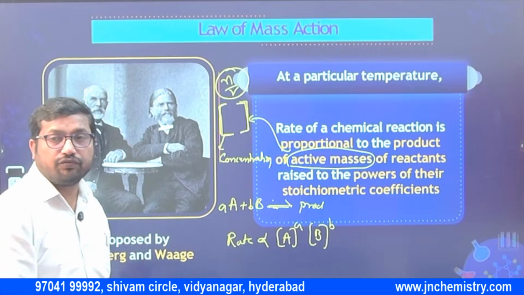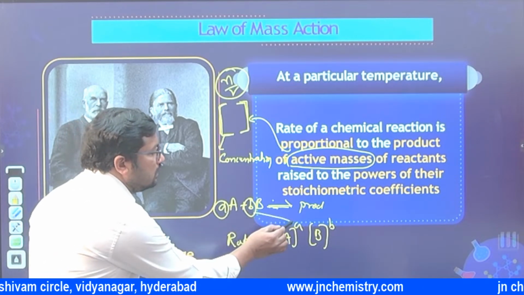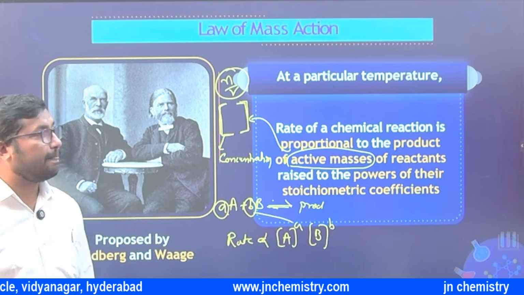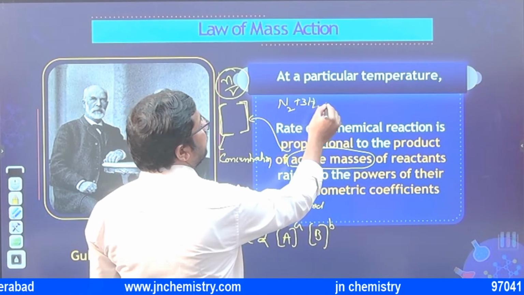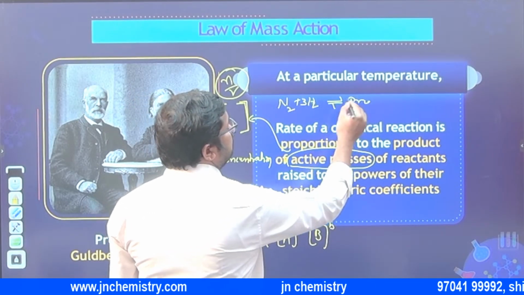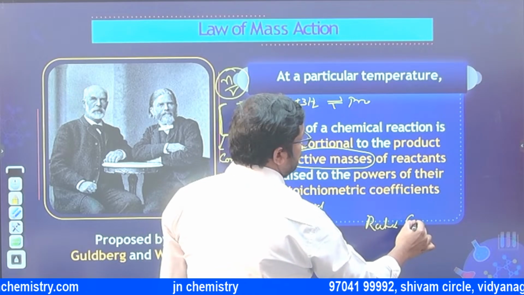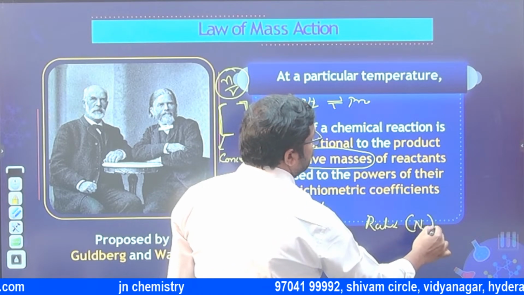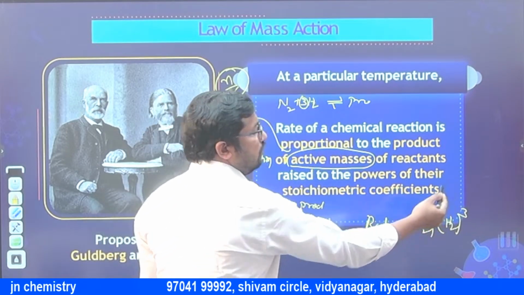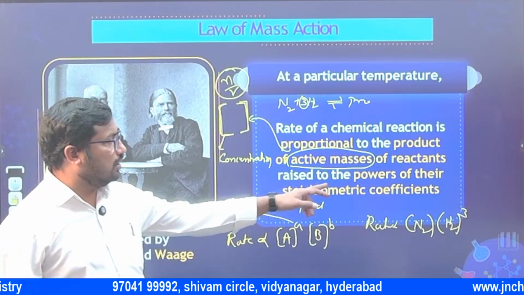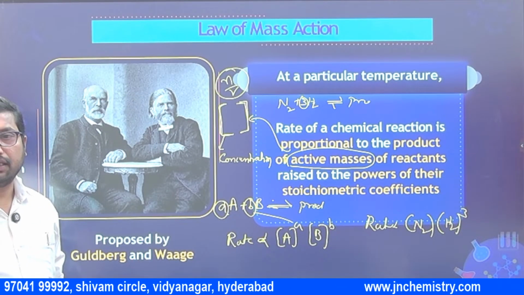What are the stoichiometric coefficients? This small a is the stoichiometric coefficient, small b is the stoichiometric coefficient. Got it? Same example which I gave you over there. The rate is directly proportional to what? N2 and H2 power 3. The stoichiometric coefficient is 3, so we have to write the 3 on the power. Got it? Clear?